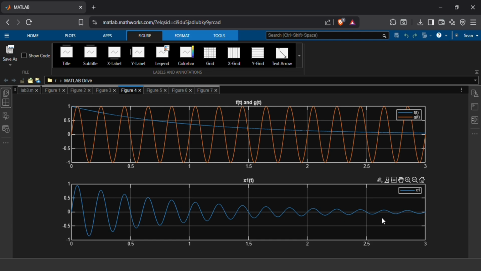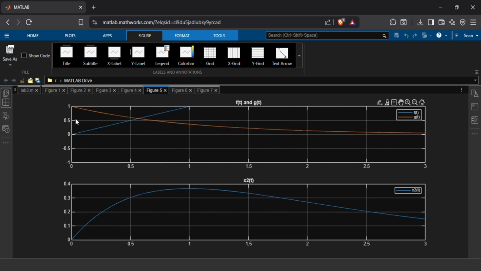In Figure 5, two signals, a ramp, an increasing line, and a decaying curve. In the bottom, their product grows at first, then shrinks as decay dominates.